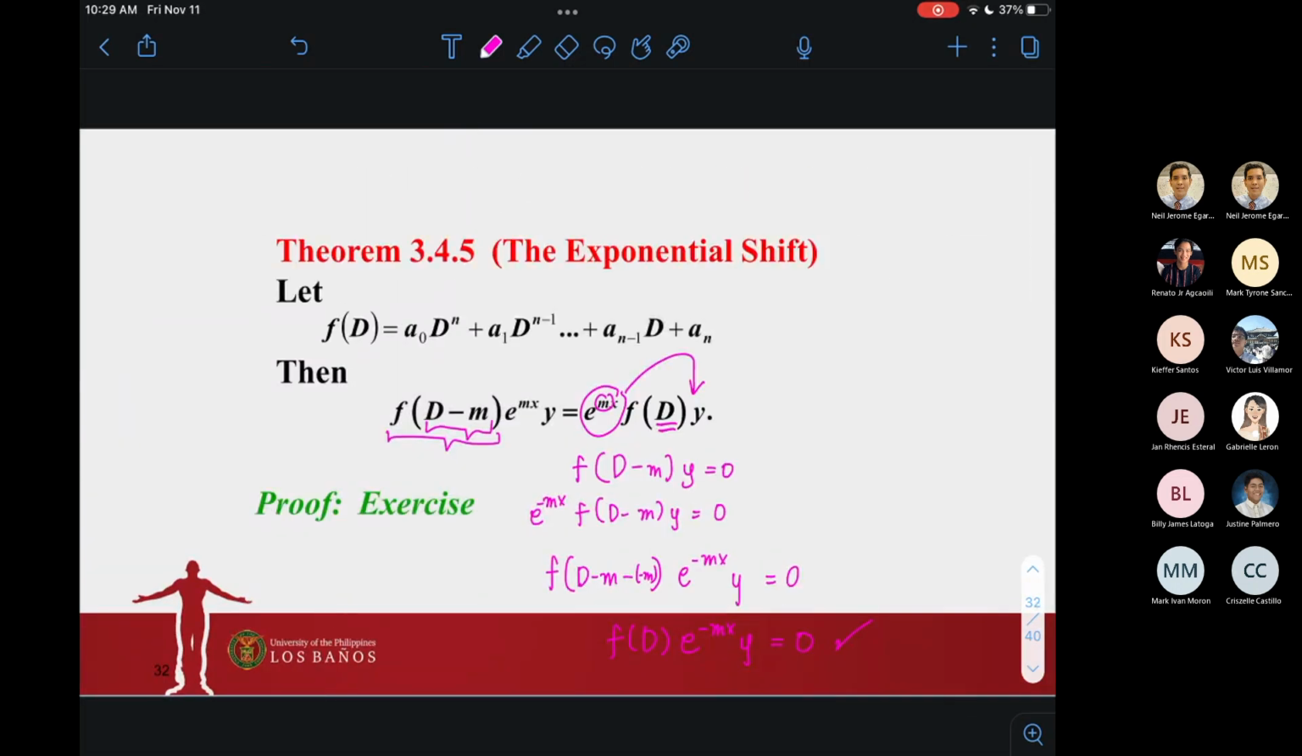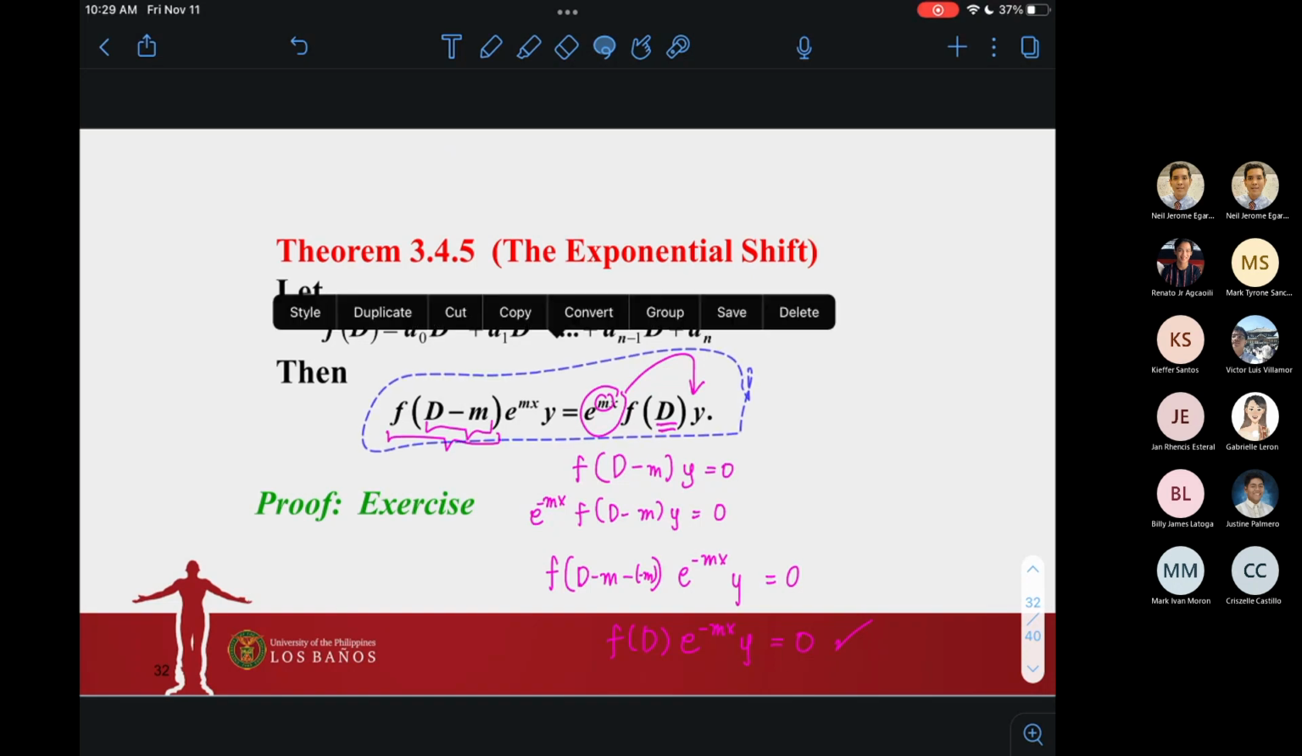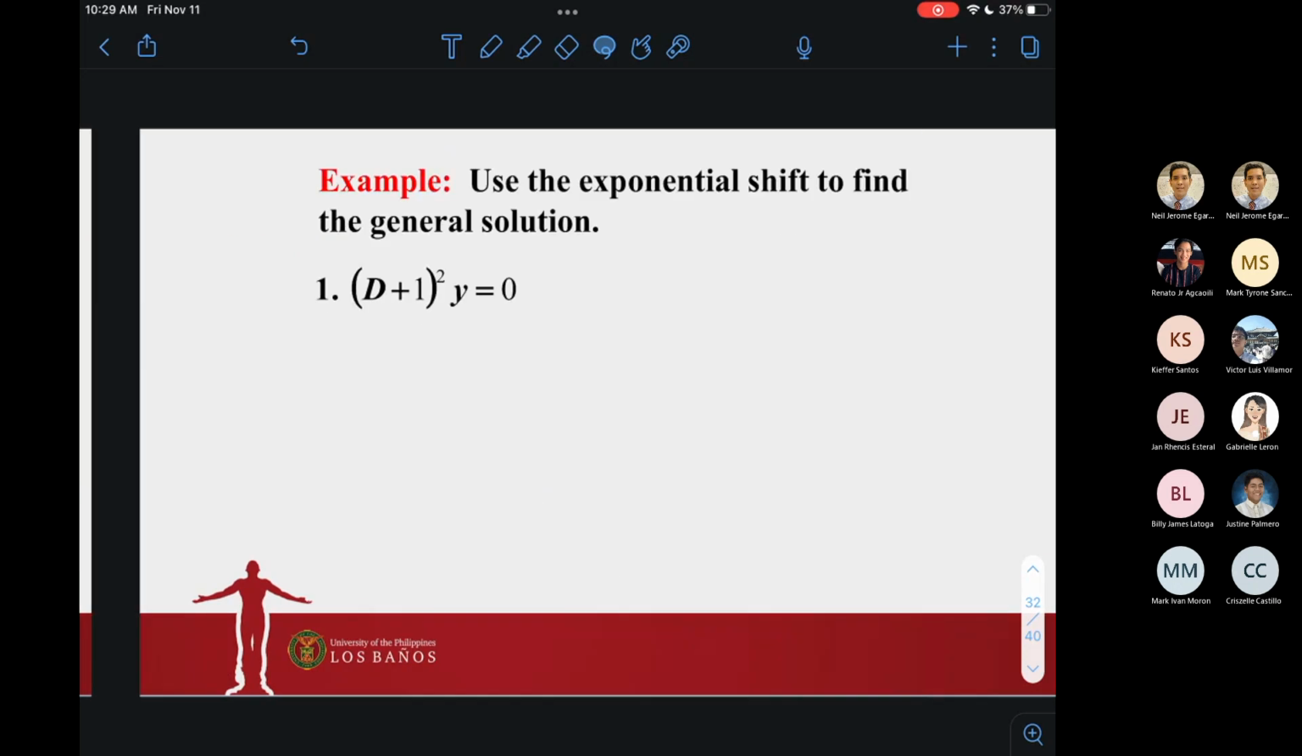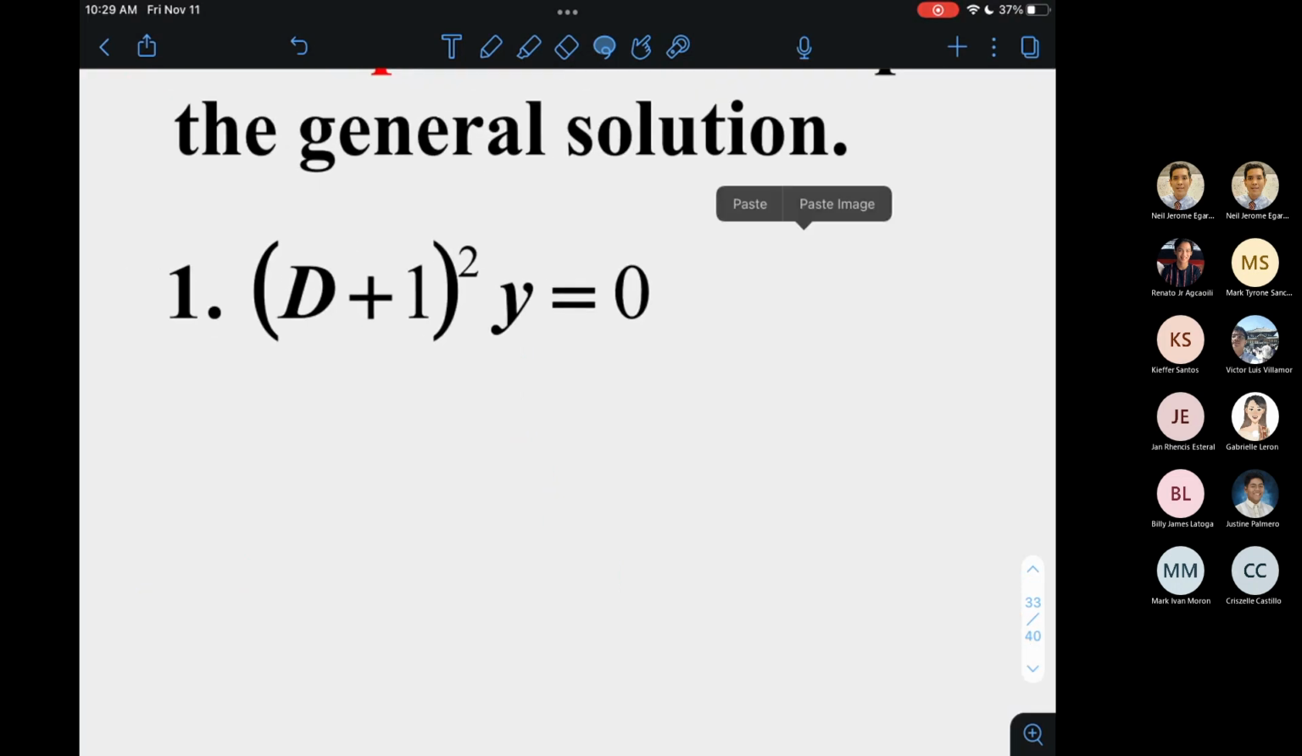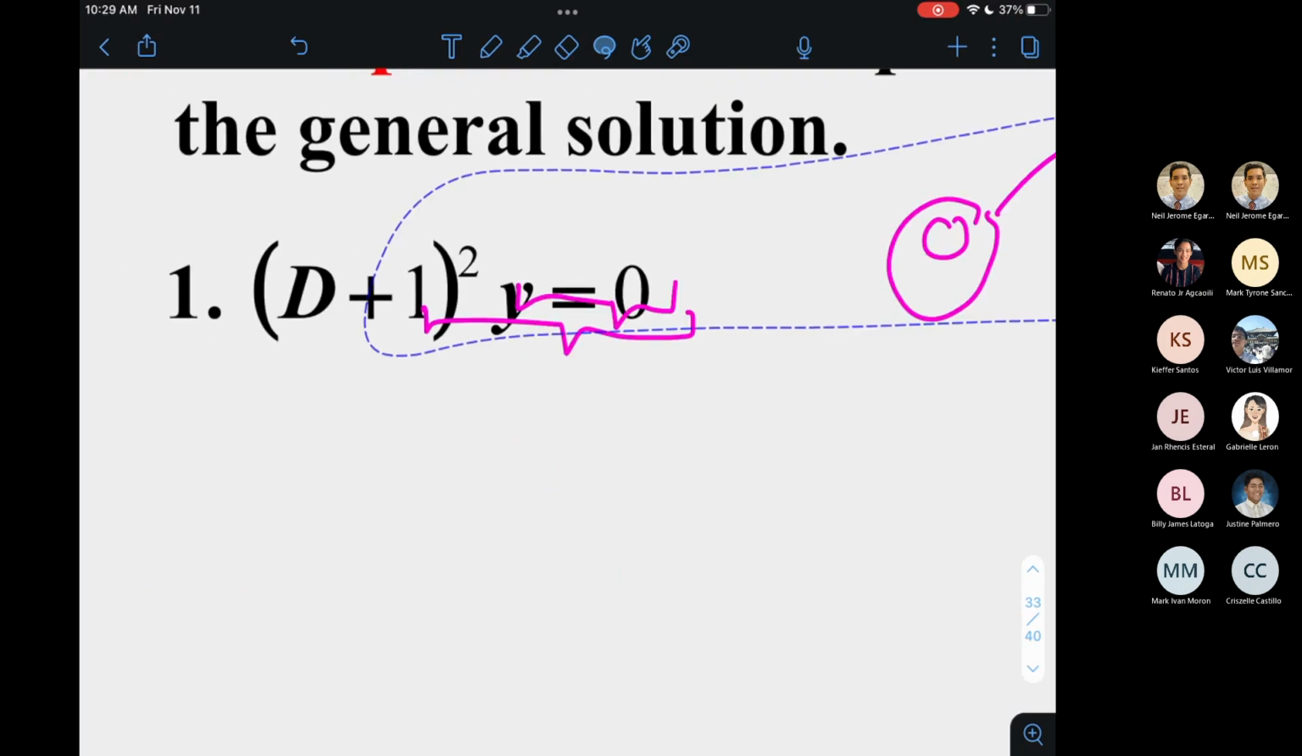Papayin ko nga yung exponential shift theorem. Para may guide tayo, no? Oops.